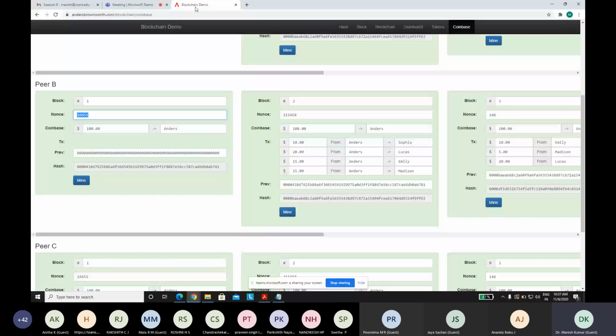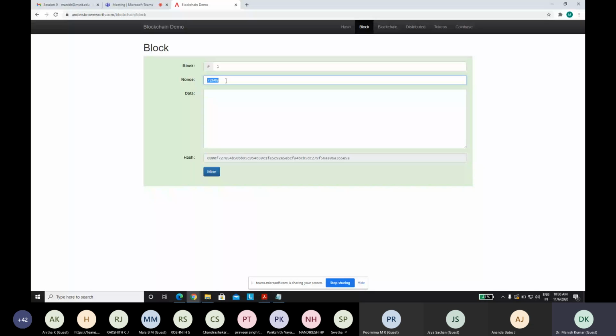What I was talking about is how the Bitcoin is generated and distributed among the people. If I go back to the first topic, block, I told you not to discuss the nonce. We discuss only block number, nonce, and data. So if I give some value here, currently the hash value is generated here, and this hash value contains the nonce plus data.